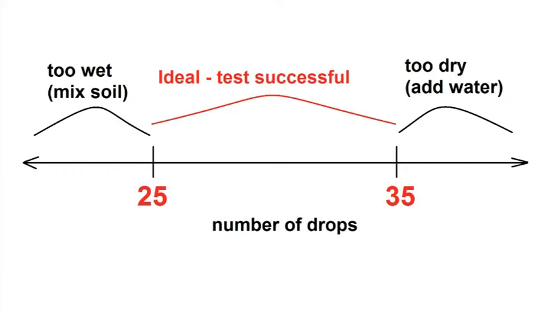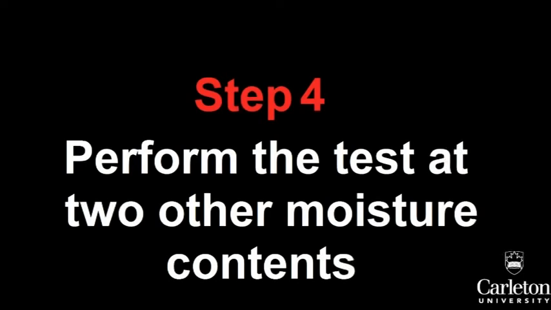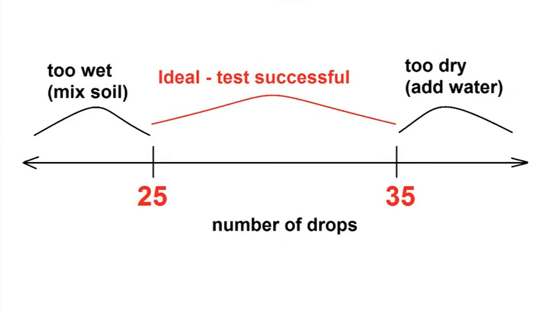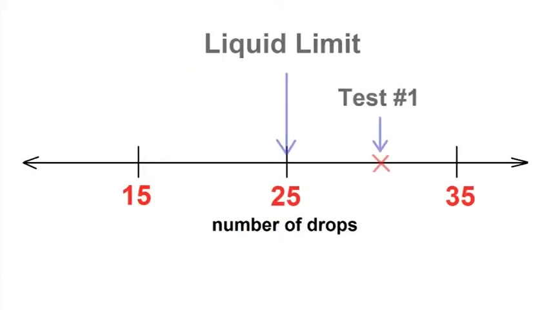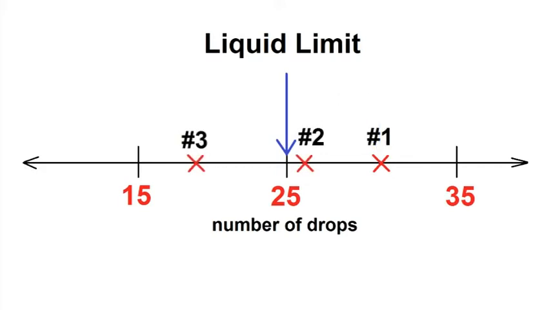Repeat this process until you get between 25 and 35 drops. You will need to repeat the test successfully 2 more times to get 3 data points in all. For the second and third tests, increase the water content by adding water to your sample and mixing. This will reduce the number of drops. You will want the number of drops from at least one of your tests to be less than 25.